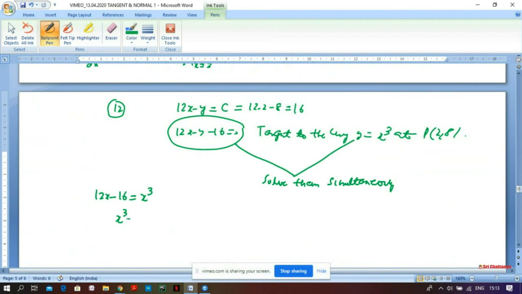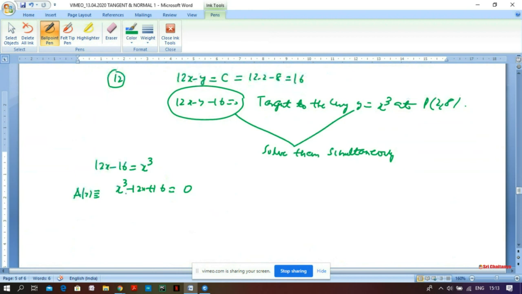And so x cubed minus 12x plus 16 is 0. So we get this one. Let's call it some polynomial, polynomial A of x. We have to find the roots of it. For a simple cubic polynomial, all you do is start by finding integer roots. And you know that if a root is an integer, then the root must divide the constant term.